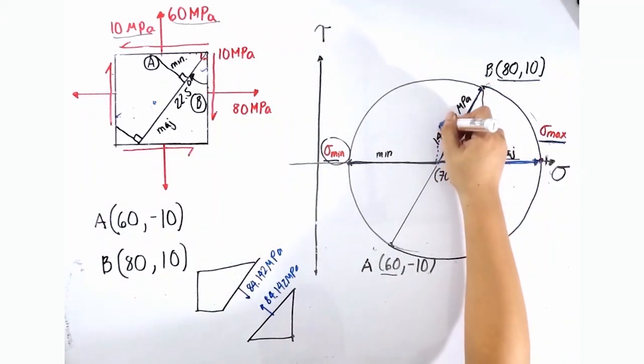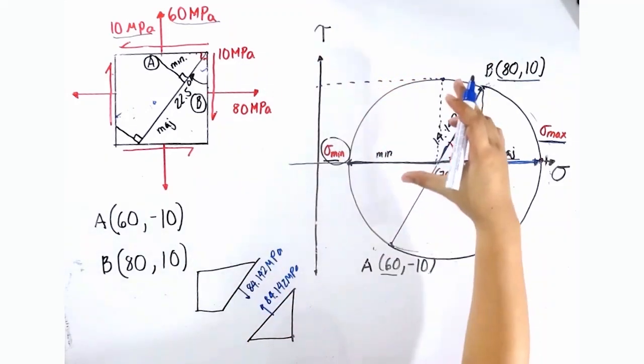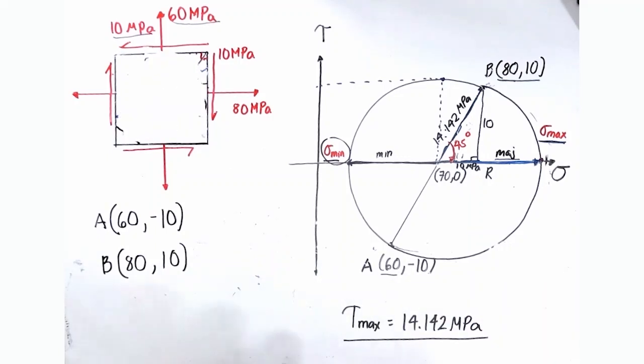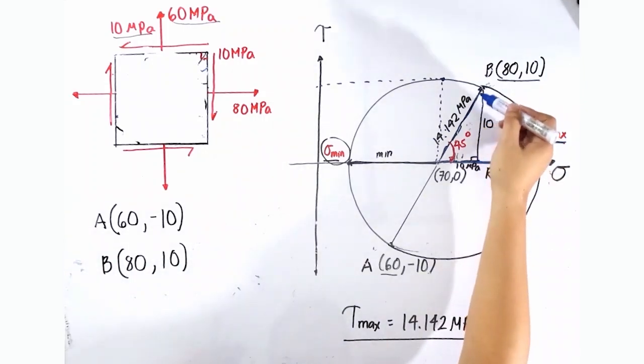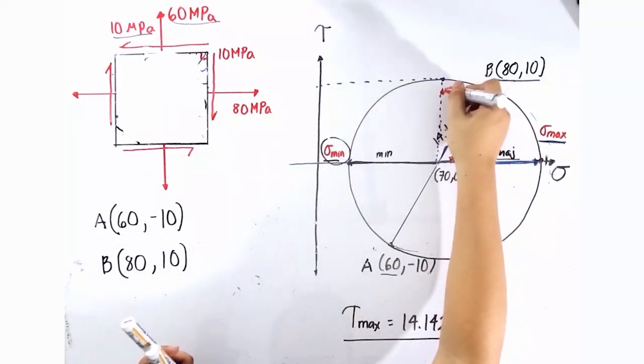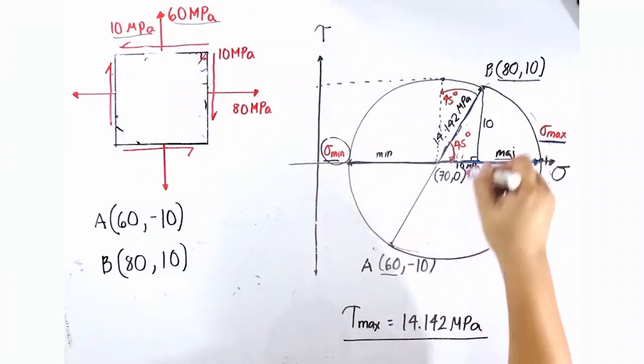So it's basically this one. And this is equal to the length of the radius. Therefore, tau max is simply equal to 14.142 megapascal. So if you want to know in which plane this tau max is existing, you can do the same thing. So say for example, your reference is plane B. Of course, if this is 45, this one is also 45 degrees. From plane B, you can rotate by counterclockwise 45 degrees.